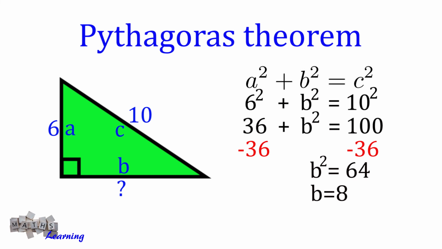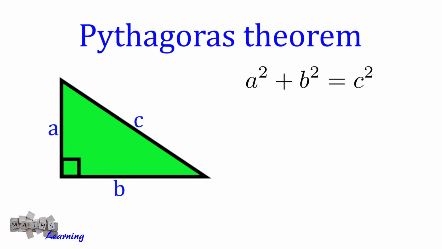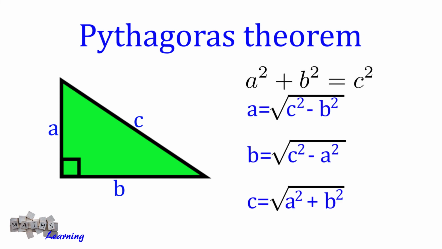So long as we label the right angle triangle correctly with c on the hypotenuse, then we can rearrange the equation a squared plus b squared equals c squared into 3 equations, one for each side, which is easy to memorize once you have worked through a few questions.